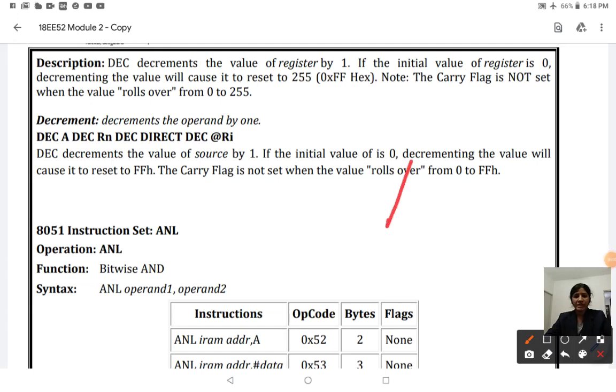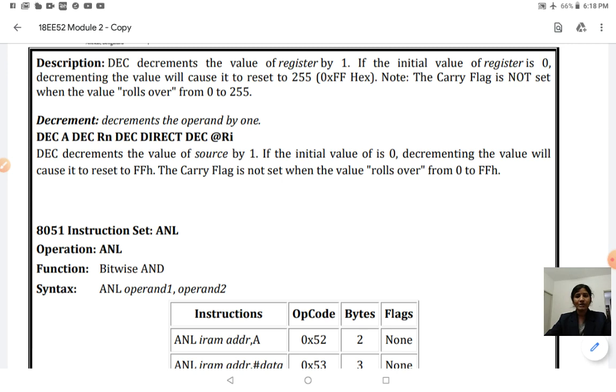Students, in the previous class we have seen data transfer instructions, that is, the data transfer instruction between the registers, data transfer instruction between the internal RAM to the external RAM, and how a code byte of data is transferred from the accumulator. Under data transfer instruction we have seen these three categories.